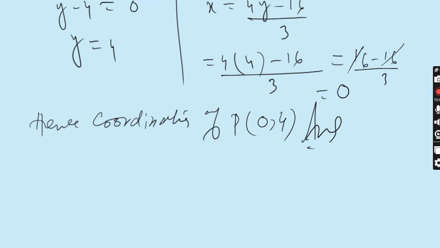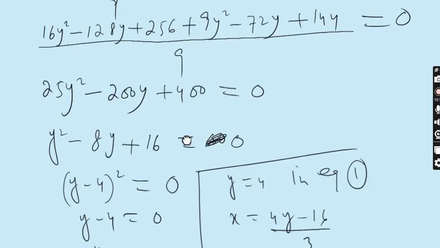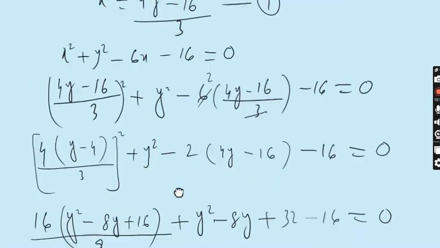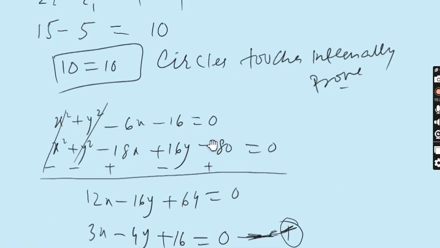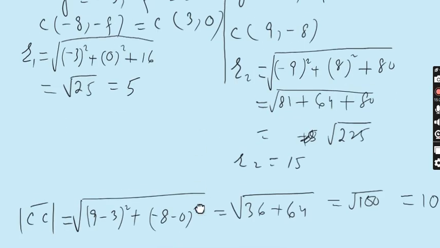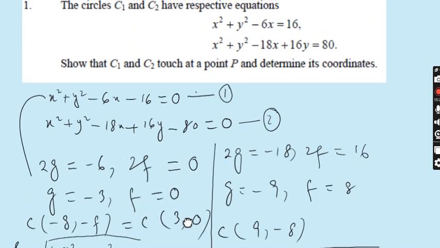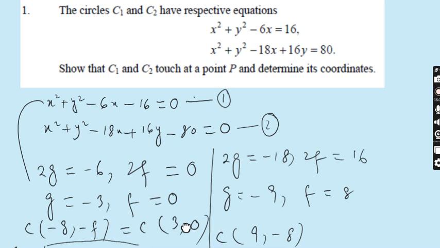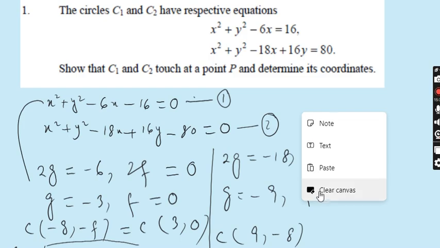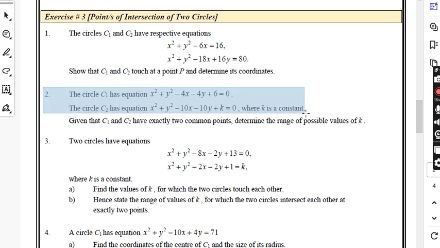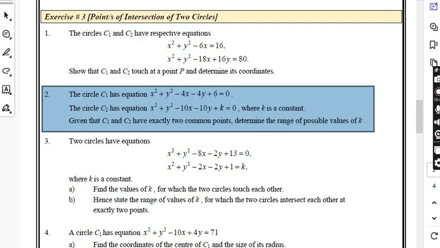So in this question there are two parts. One is to prove that the two circles touch, and the second is to find the point where the two circles are touching each other. Show that C1 and C2 touch at a point P and determine its coordinates. So coordinates of P are 0, 4. So very interesting question and very easy according to the examination point of view. See another interesting question.